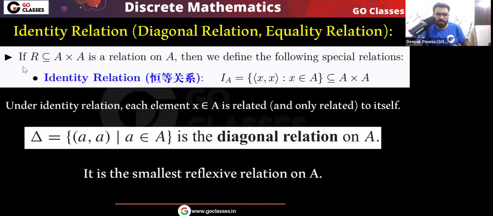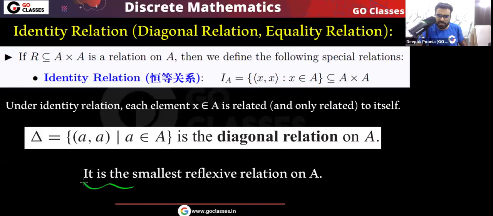So let's see. What is a relation? The definition of relation we already know: a relation is a subset of A cross A. So R is a relation on base set A. Then what is identity relation? Identity relation is basically the ordered pairs (x, x) for all x belonging to A. So under identity relation, each element of the base set is related to itself and only related to itself.